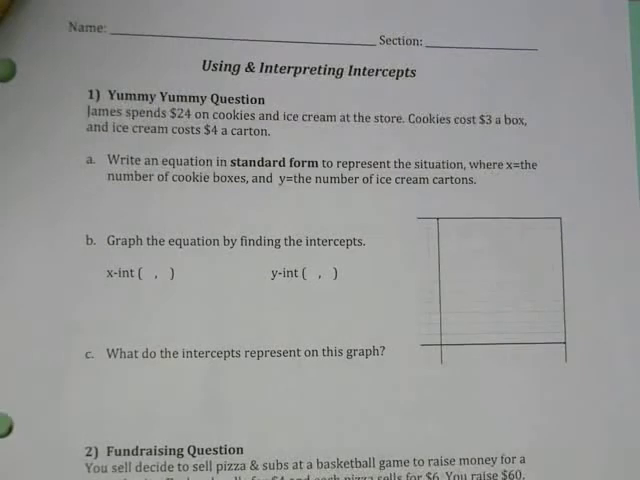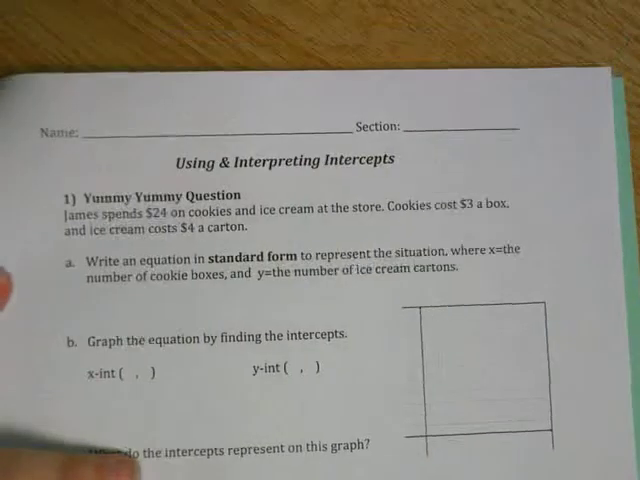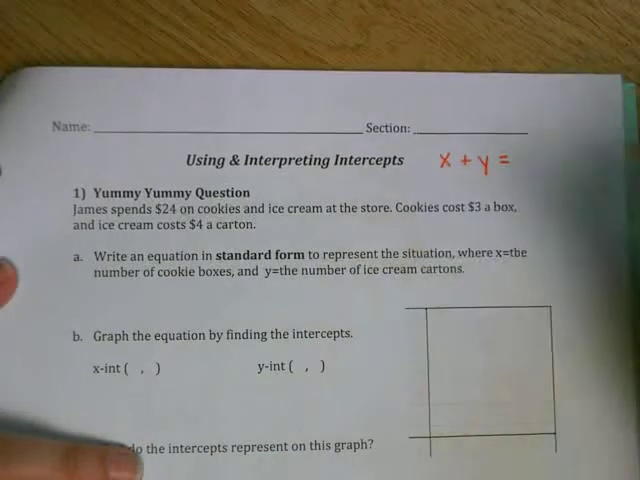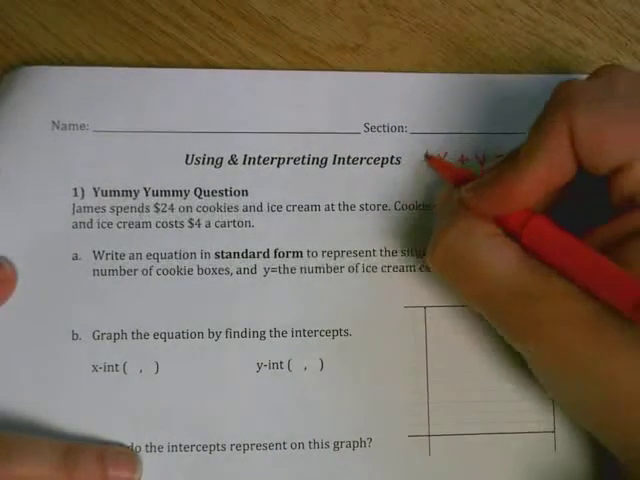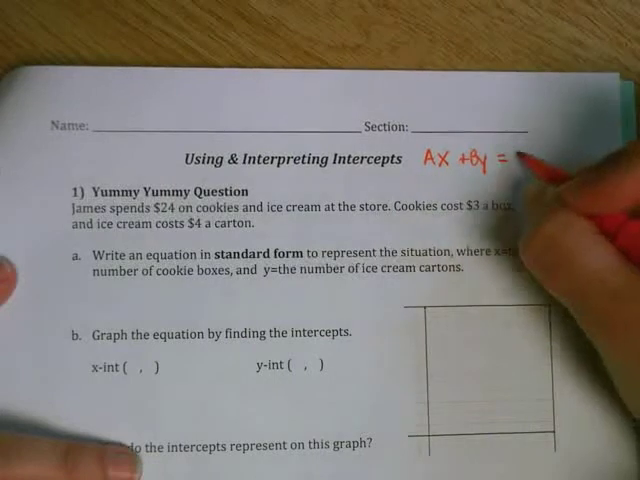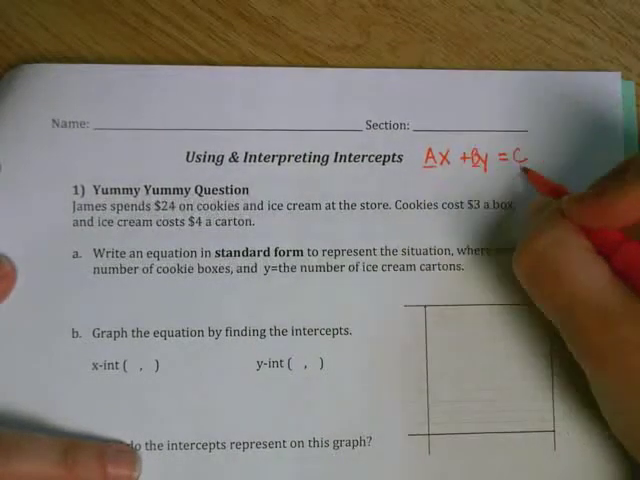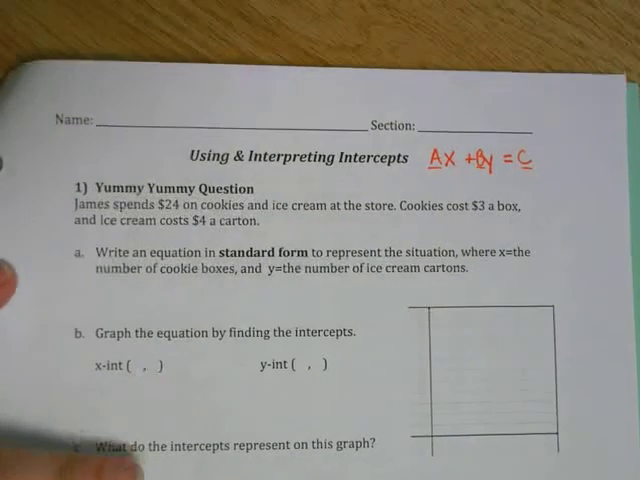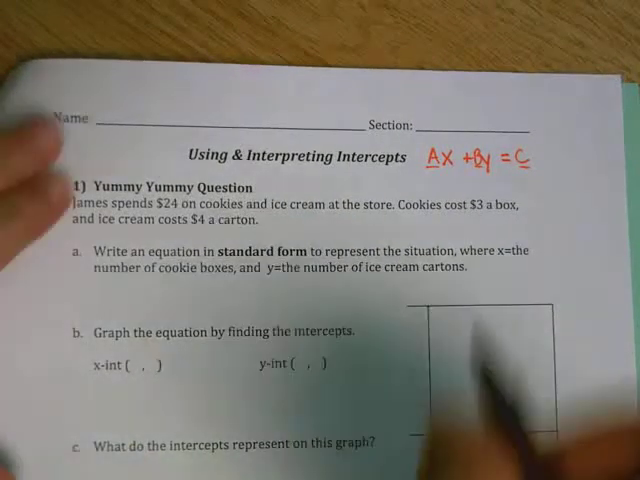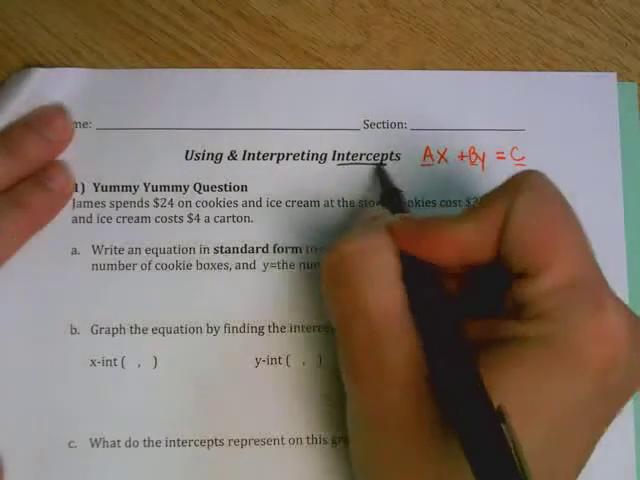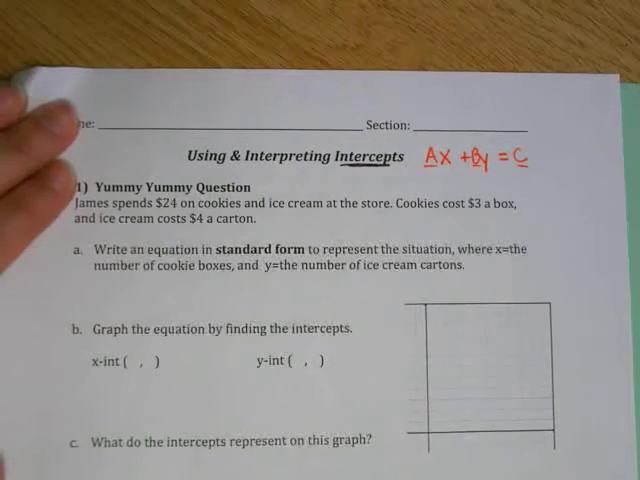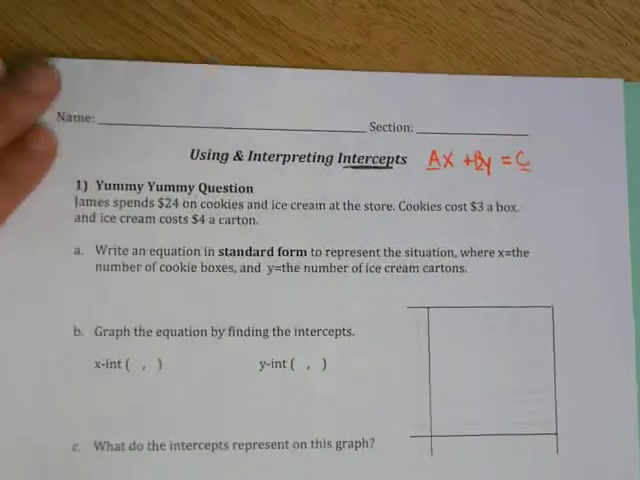Does anybody remember what standard form is? Yeah, that's when the x and the y are on the same side of the equal sign. And usually we write it like this. ax plus by equals c. And those a, b, and c, they all just stand for some sort of numbers that are in the situation. So we're going to be writing these in standard form because when it's in standard form, we can find both the intercepts, the x and the y intercepts, really easily, and that'll help us answer some questions about these particular problems. So number 1, let's look.